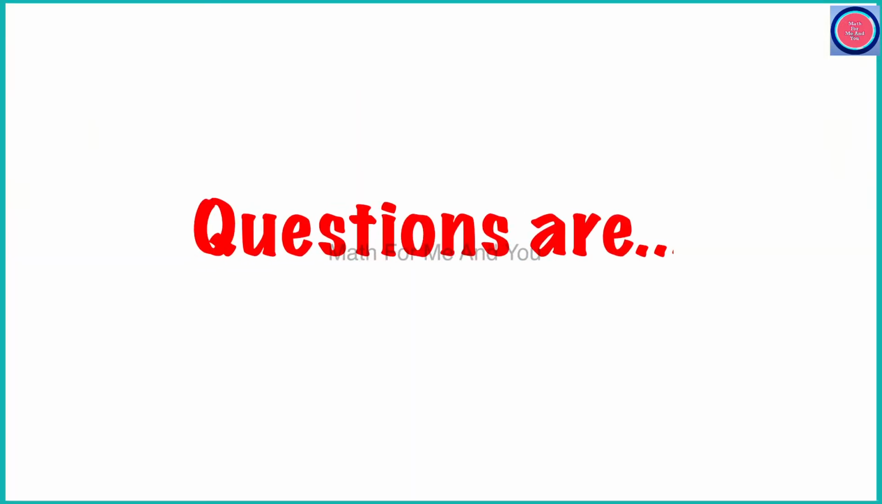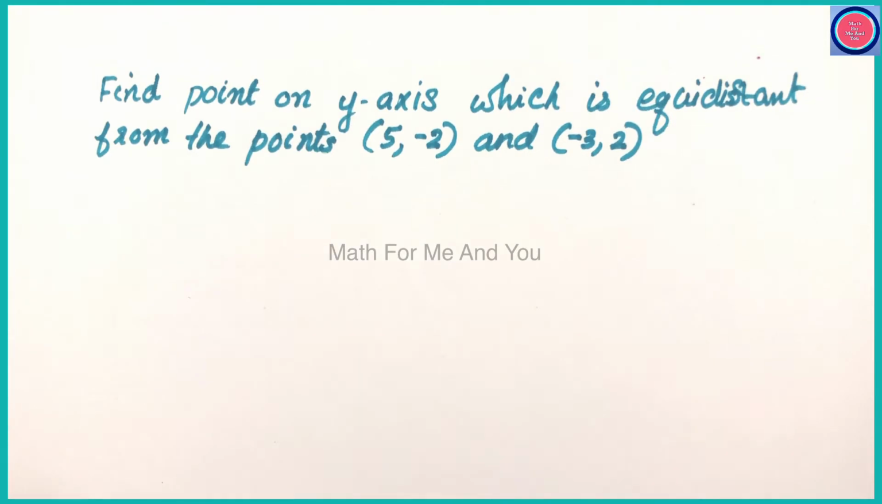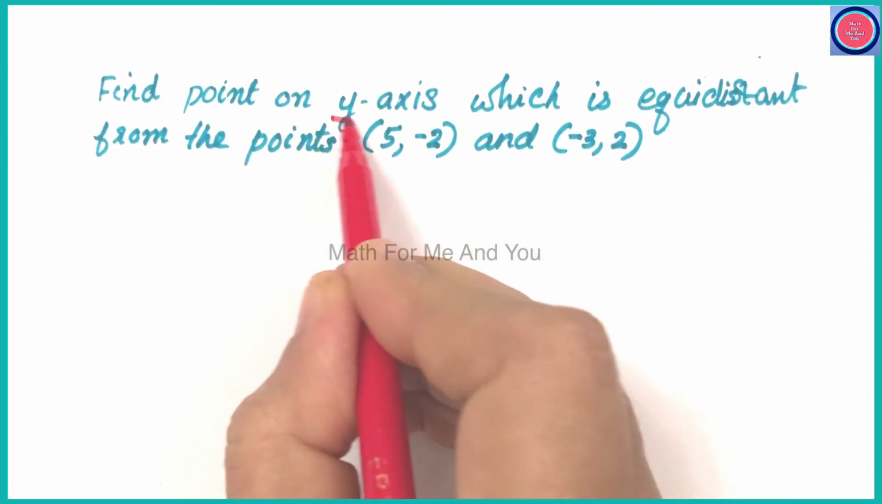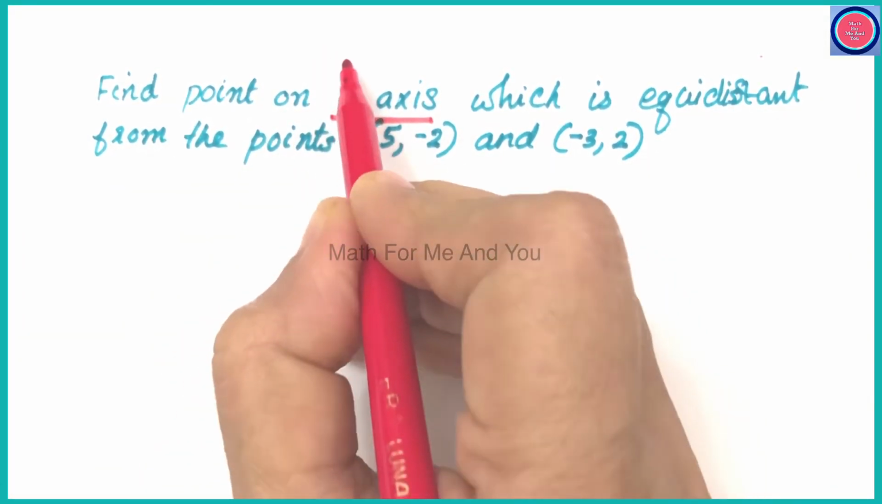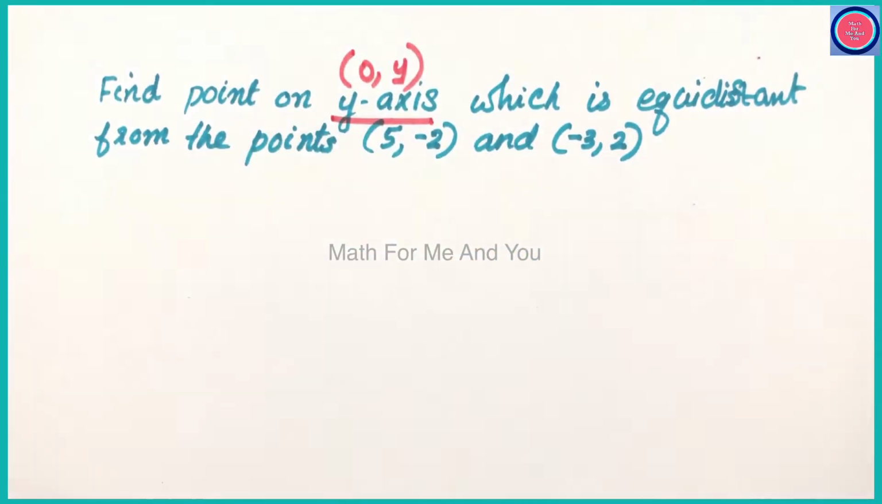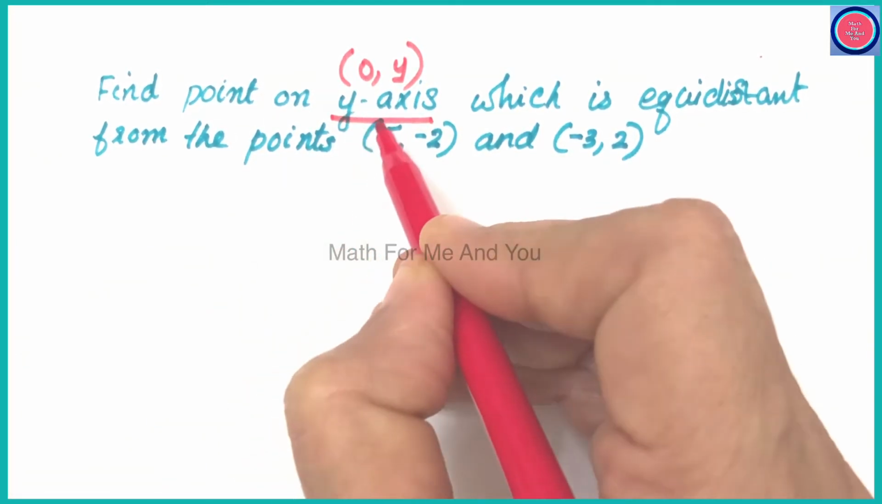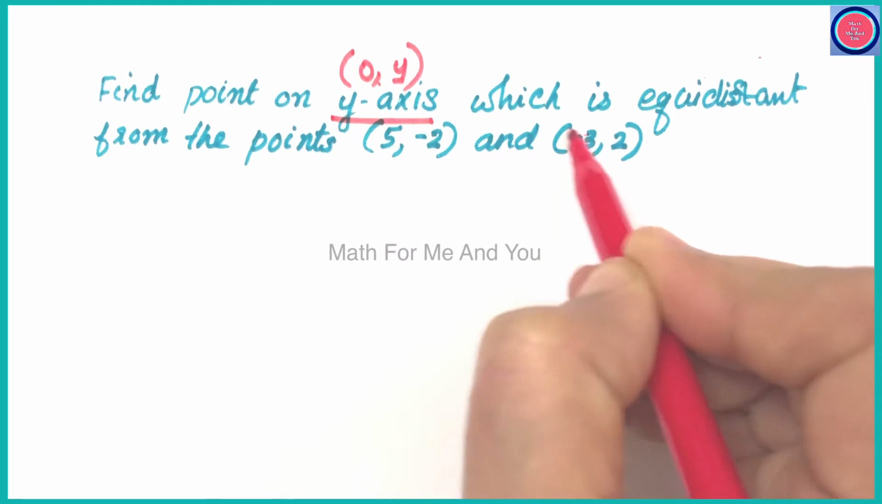And the questions are: question number 1. Find the point on y-axis which is equidistant from the points 5, -2 and -3, 2. What we need is to find the point on y-axis. How can we take a point on y-axis? 0y form. And if we want to find the point on x-axis, we have to take it as x0. Okay, now we have to find 0y which is equidistant from the points 5, -2 and -3, 2.